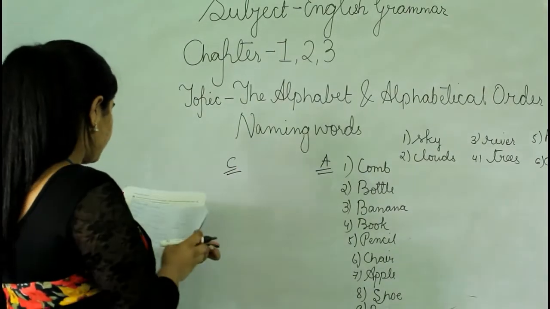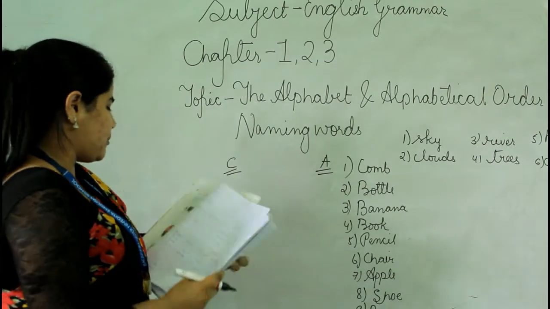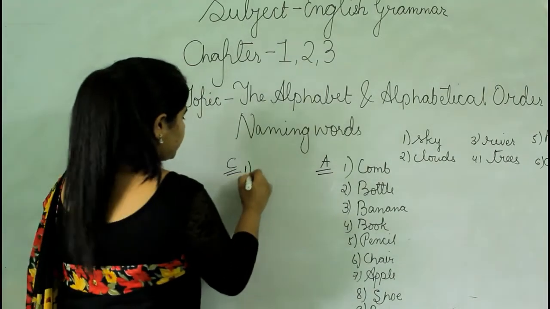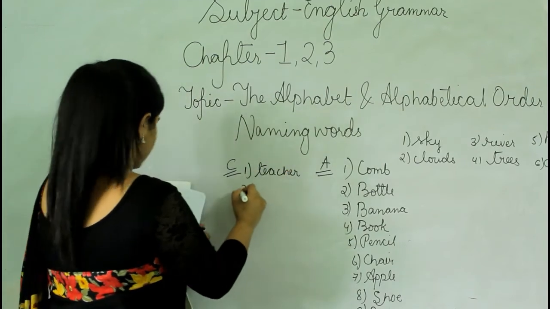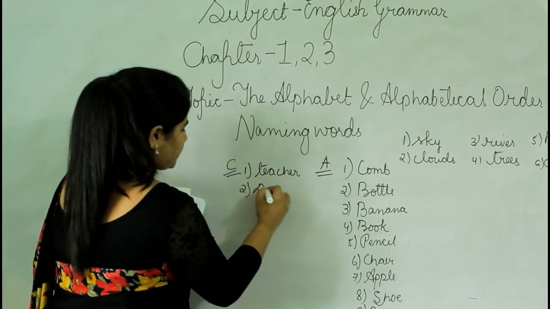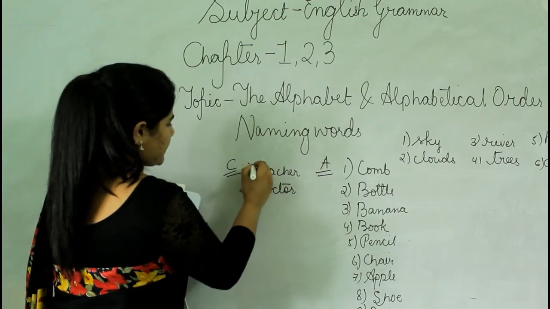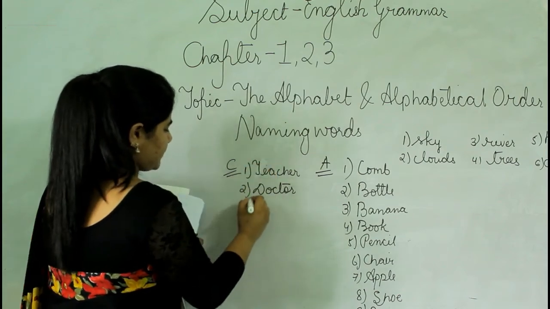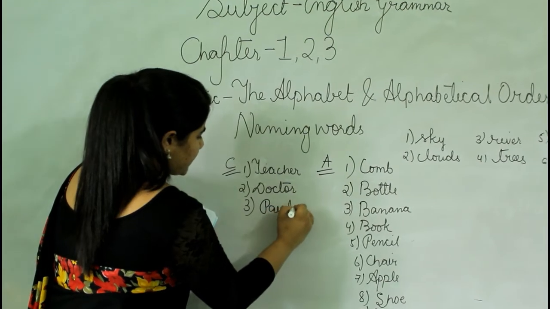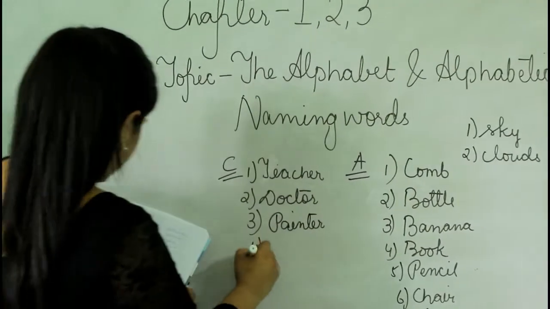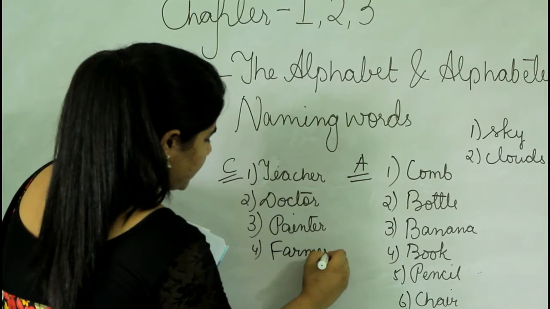So first one is, in the first picture, what do you see? A man teaching on the board, okay? So first will be teacher, T-E-A-C-H-E-R, teacher. Number 2 will be doctor. Okay, in this way, write the first letter in capital letter, alright? Number 3 is painter, P-A-I-N-T-E-R, painter. Number 4 is farmer, F-A-R-M-E-R, farmer.